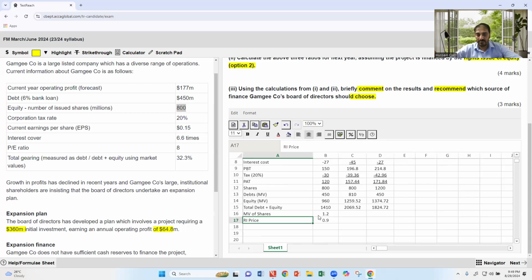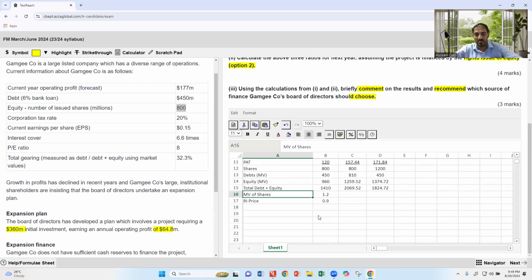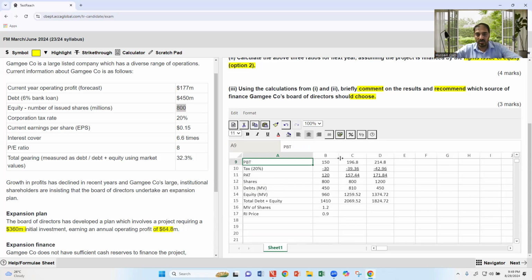Now the market value of share. Listen carefully. How to calculate market value of share? Number one, first of all, market value of debts. Here simple, debts 450 million. No data of market value, that means book value equal to market value, 450 million. Number one.